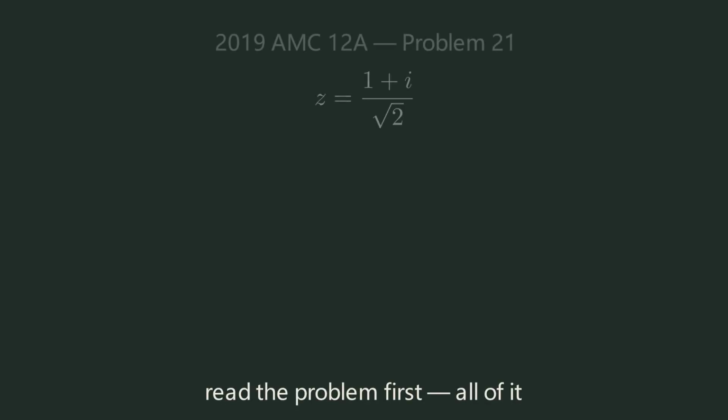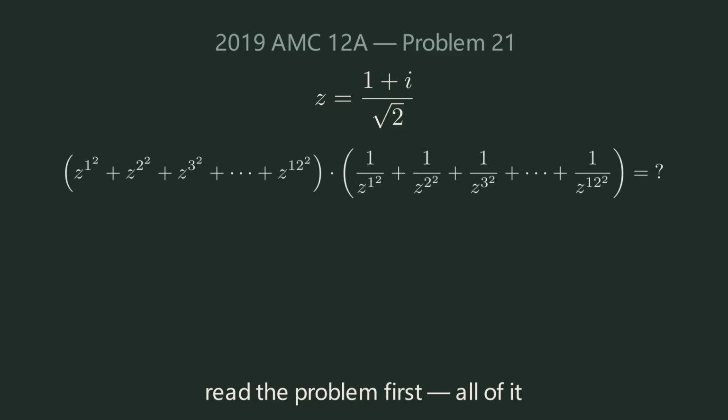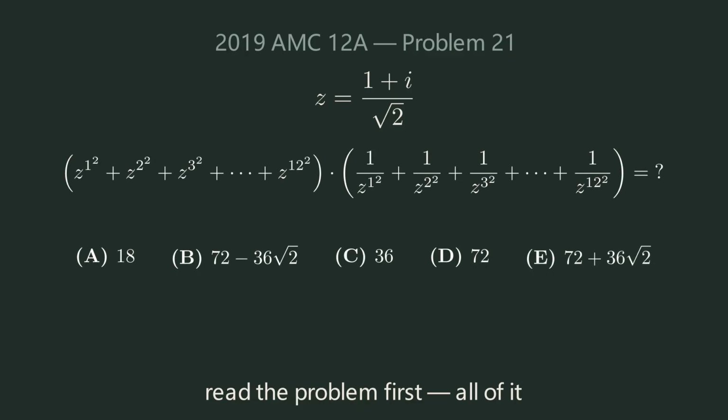2019, AMC 12, problem 21. Let z be (1 + i) over root 2. What is the sum of z to the k squared for k from 1 to 12, times the same sum built from 1 over z? Five choices, from 18 up to 72 plus 36 root 2.